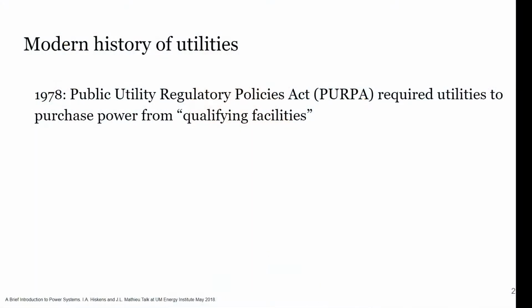With the introduction of the Public Utility Regulatory Policies Act, you'll hear this called PURPA. So whenever you hear an energy nerd talk about PURPA, this is the act they're talking about. This act was passed under President Jimmy Carter's administration, and it required utilities to purchase power from qualifying facilities. So this was the first time that utilities had to purchase power from independent producers rather than their own generators.